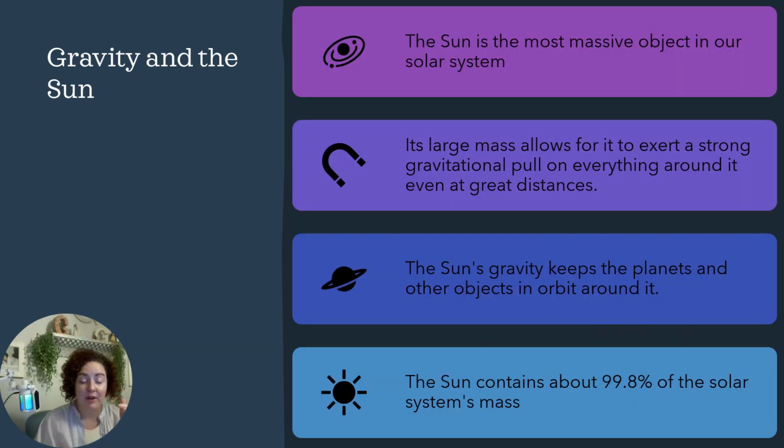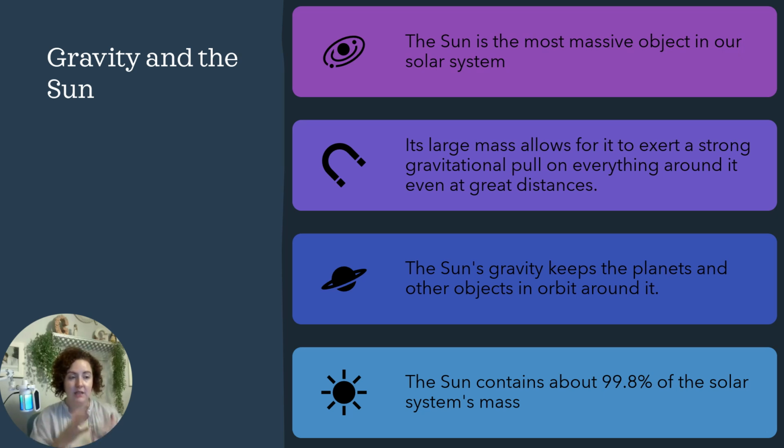So let's talk about the gravity in our sun. We know that the sun is our most massive object within the solar system. The sun contains 99.8% of our solar system's total mass, meaning that all the planets, moons, asteroids, comets, meteors, or meteoroids, all of those added together is only 0.2% of the rest of the mass.